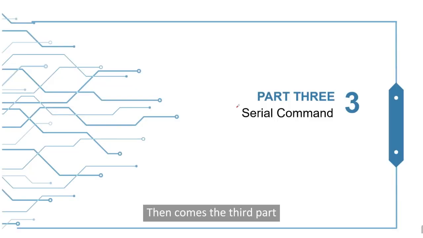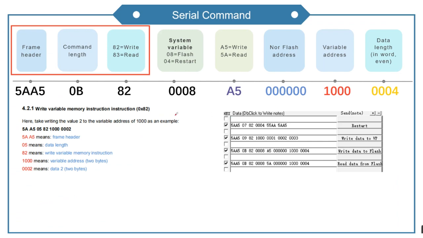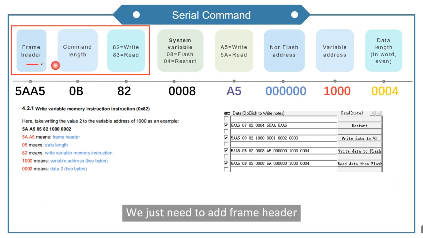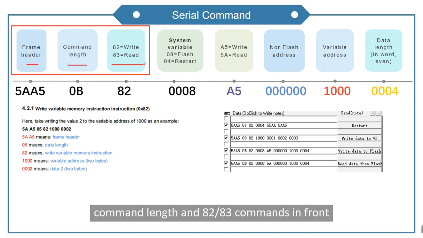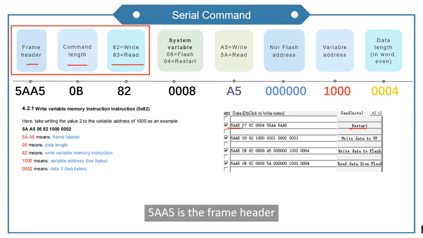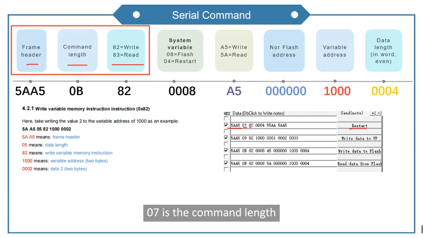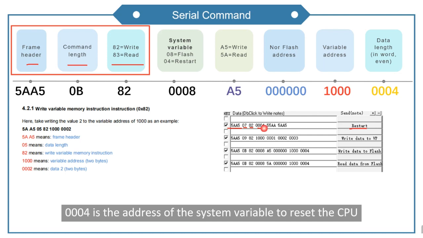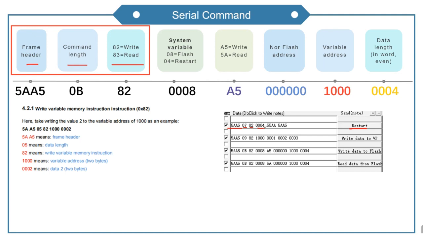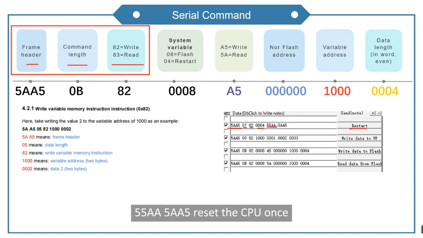Then comes the third part, serial commands. In fact, we just need to add frame header, command length, and 82/83 commands in front. The first command is about restart. 5AA5 is the frame header. 07 is the command length. 82 indicates write. 0004 is the address of the system variable to reset the CPU. 55AA5A reset the CPU once.